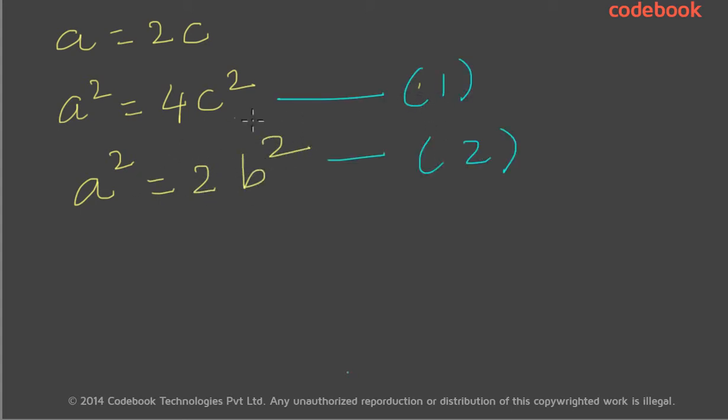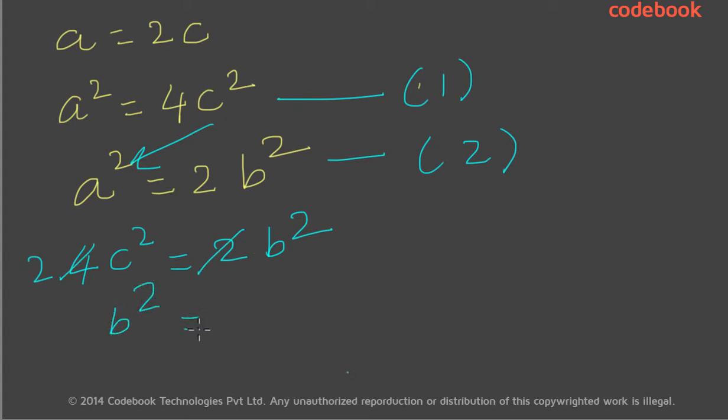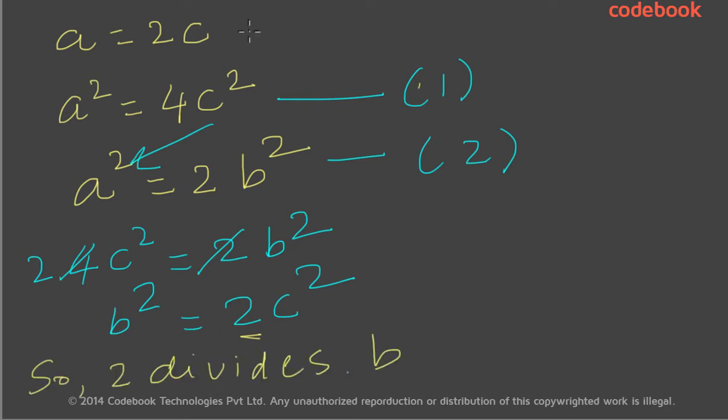So substitute 1 in 2. We have 4c square is equal to 2b square, which means b square is equal to 2c square. Again, this is in the form of b square being expressed as the product of 2 times c square, which means that 2 divides b square, and based on our theorem, 2 divides b as well. And we have seen earlier that 2 also divides a. So now we are saying that 2 is a common factor for a and also for b.